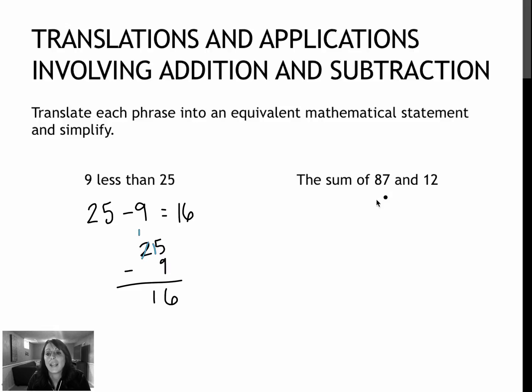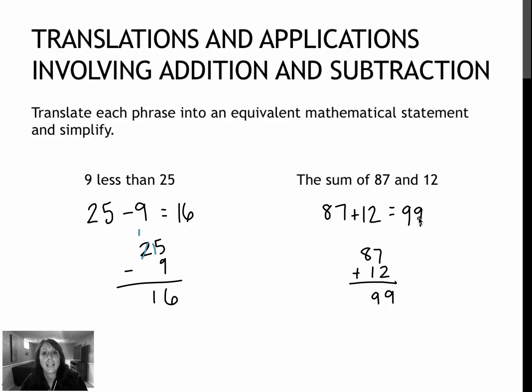The sum of 87 and 12, sum implies addition, so 87 plus 12. And again, if I needed to add those or simplify, I'm going to add 7 plus 2 to get 9, 8 plus 1 to get 9, and so to simplify, I would get 99.